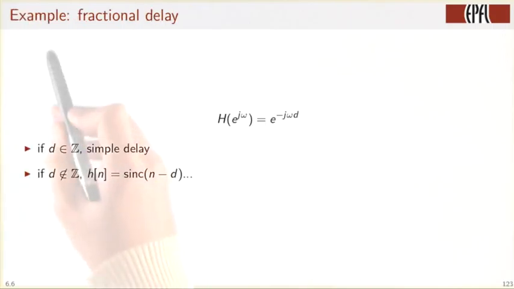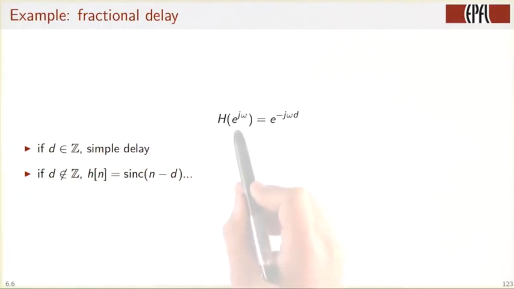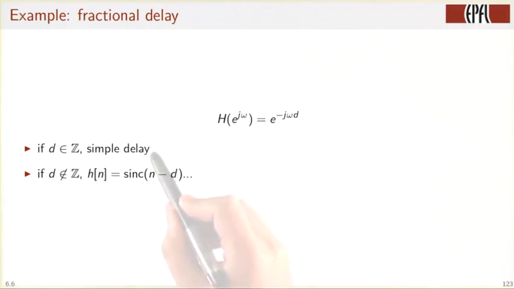Let's look at a concrete example. It's fractional delay. The fractional delay we know has a discrete time Fourier transform equal to e to the minus j omega d, where d is the delay. If d is an integer, then this is simple. We know how to do this. If d is not an integer, then the impulse response of this filter is the sinc sequence delayed by capital D. So to achieve this, you have to reinterpolate the signal and shift by the delay D.